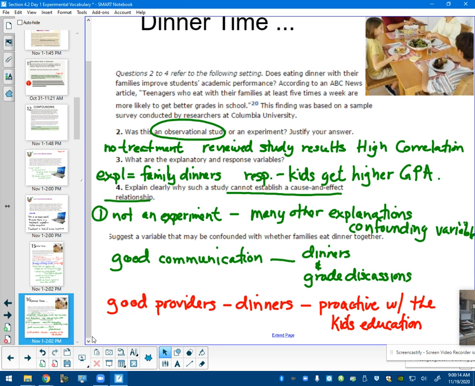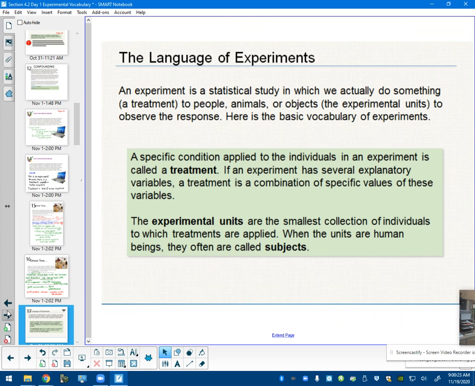Oh, there's good communication because of dinner and grade discussion. They're good providers. They're proactive with the kids' education. We kind of touched on those. Okay, so we have treatments. Experimental units are the smallest collection of individuals to which treatments are applied. When units are humans, they're called subjects. So units and subjects, that's what's in those groups that we were doing with cluster and sampling, by the way.